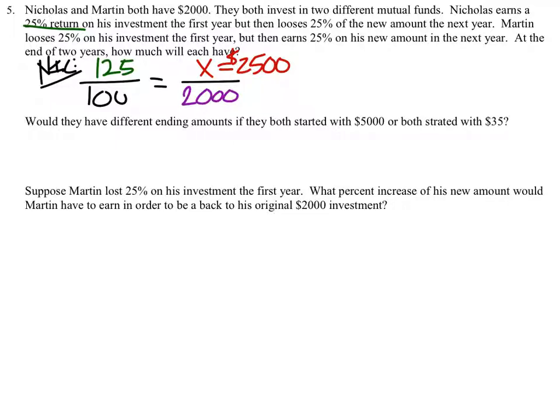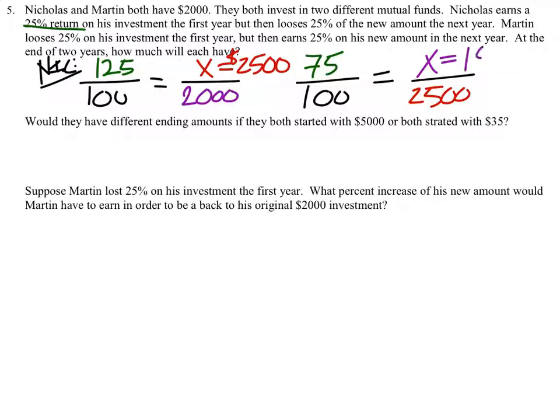But then he's going to lose 25% of these. So as 100%, he's got $2,500, but he's going to lose 25%. So he's going to get 75% of these. And we will solve for this new value, which for Nick is, at the end of the 2 years, Nick has $1,875 after 2 years.